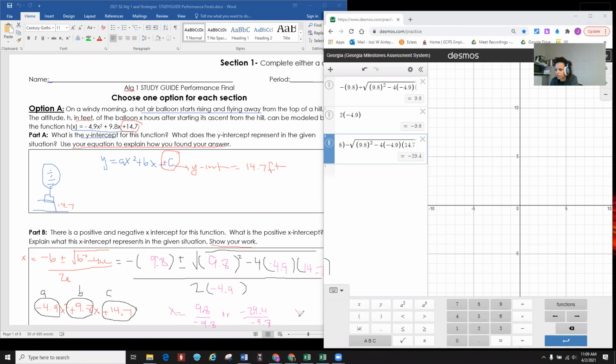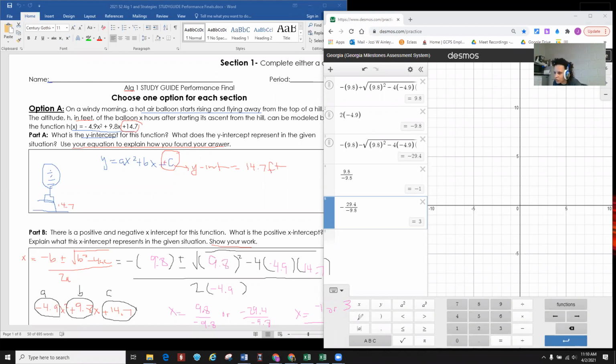So then x equals, and now we're just going to put that in the calculator. The first one was 9.8 divided by negative 9.8, negative 1. So x is negative 1, or x is, the second one was negative 29.4 divided by negative 9.8, positive 3. Okay, so this is how you are showing your work for what the x-intercepts are.